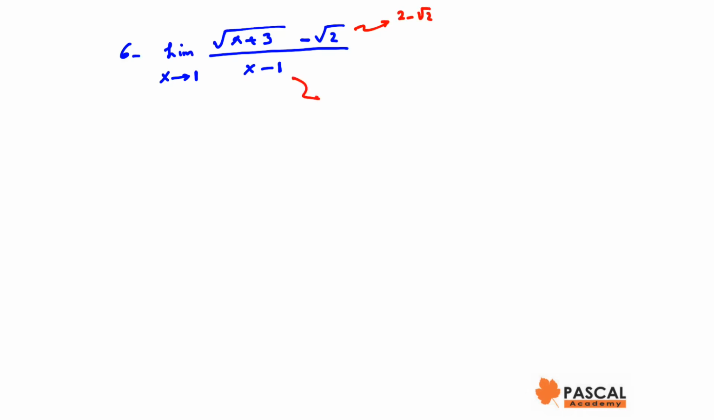Question number 6. Limit of (x plus 3 minus root 2) divided by (x minus 1) as x approaches 1. When x approaches 1, the numerator approaches 2 minus root 2. The denominator approaches 0. Therefore, the limit does not exist.